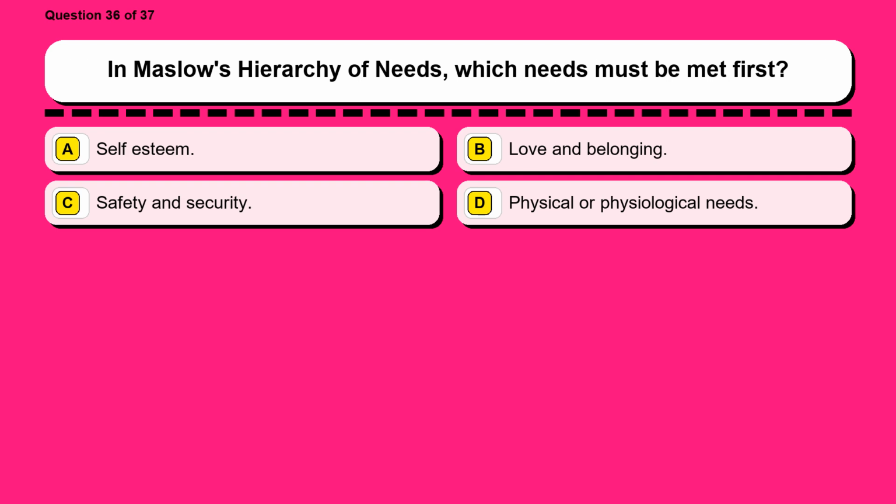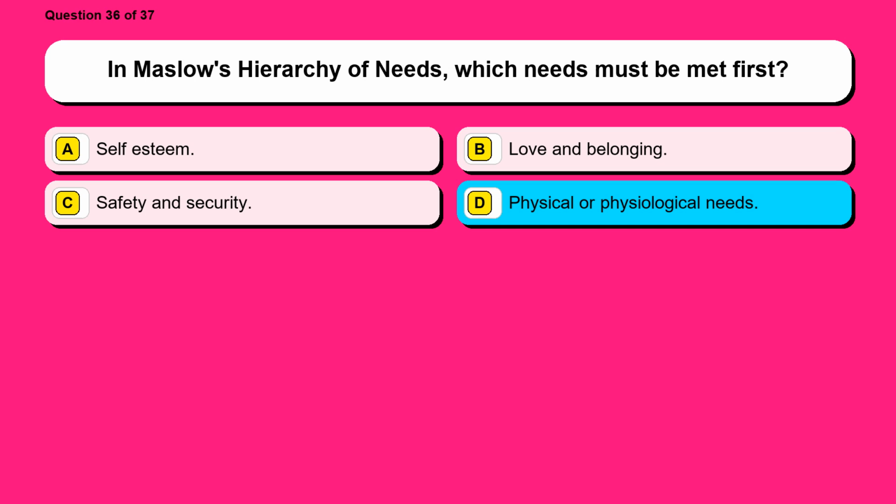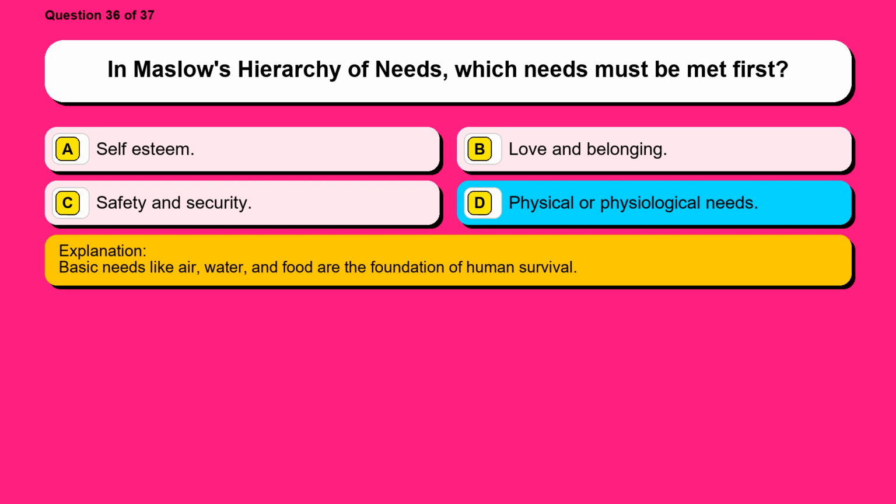Question 36. In Maslow's hierarchy of needs, which needs must be met first? Option A, self-esteem. Option B, love and belonging. Option C, safety and security. Option D, physical or physiological needs. The correct answer is option D, physical or physiological needs. Basic needs like air, water, and food are the foundation of human survival.